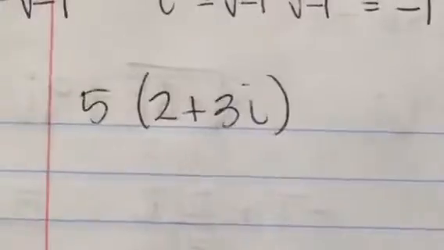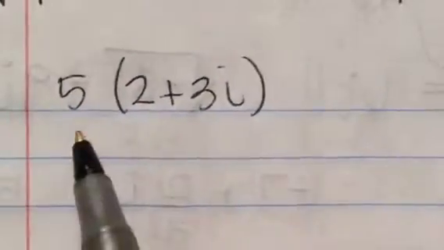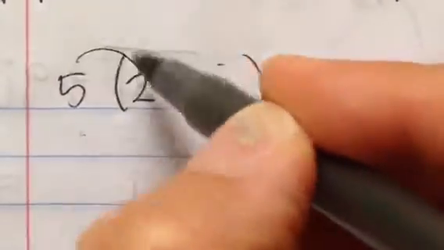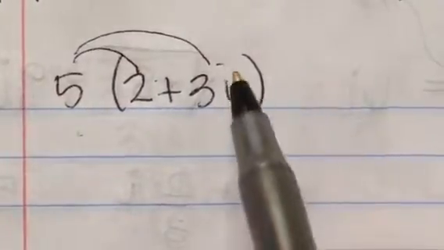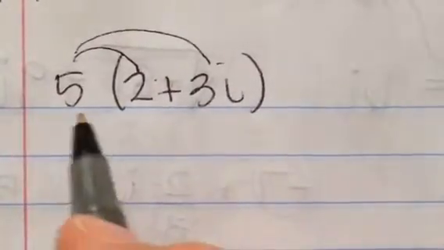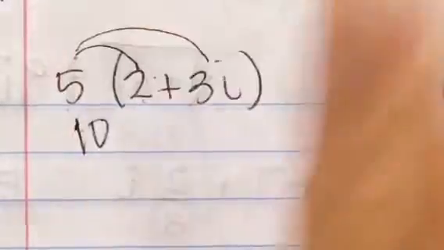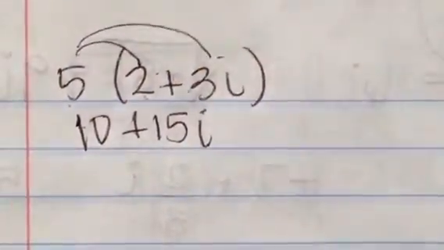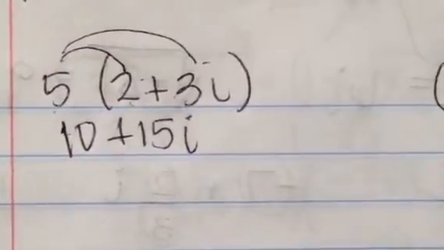Okay, so I'm just going to start simple. If I have 5 times 2 plus 3i, then we're just distributing the 5. And this is just as if it were a variable. So I'd have 5 times 2 is 10, 5 times 3 is 15, so we'd have 15i. And I can't go any simpler, so that's it.